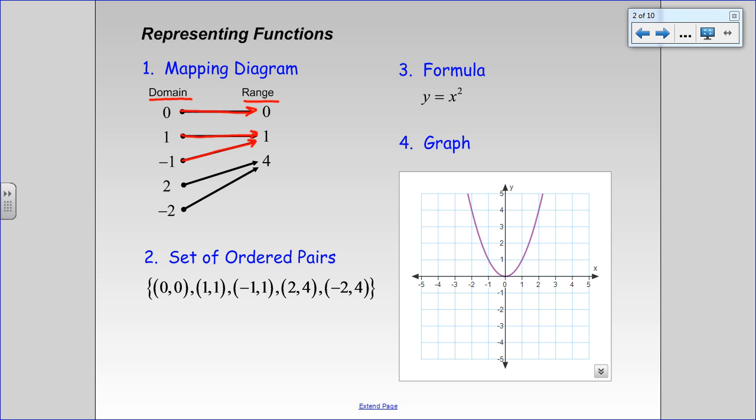And remember, that's possible for a function. We can have two different arguments that get paired with the same value. We can't have the reverse. We can't have two different values paired up with the same argument.